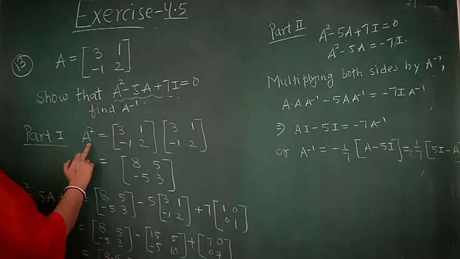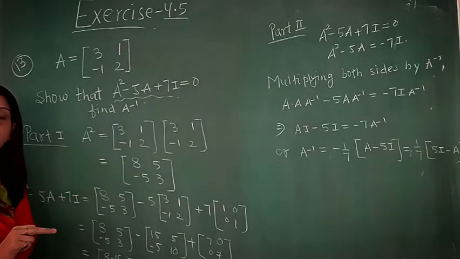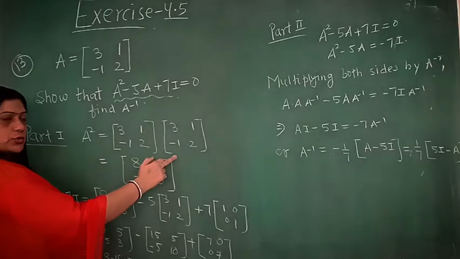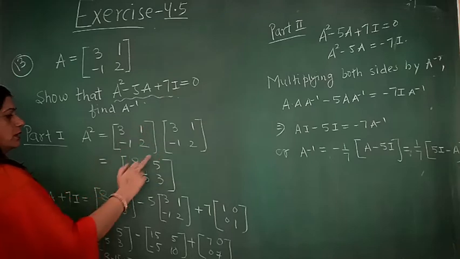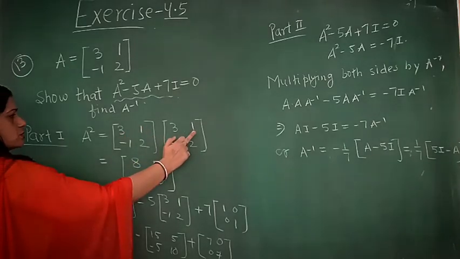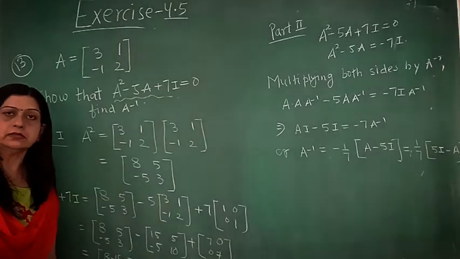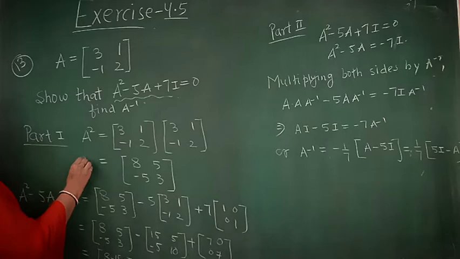So first of all, let us find the value of A square. A square is equal to A into A. By using matrix multiplication, you can get the value of A into A. That is equal to 3 into 3, 9 minus 1, 8. Then 3 into 1, 3 plus 2, 5. And similarly, you can get the other elements. So this is the value of A square.